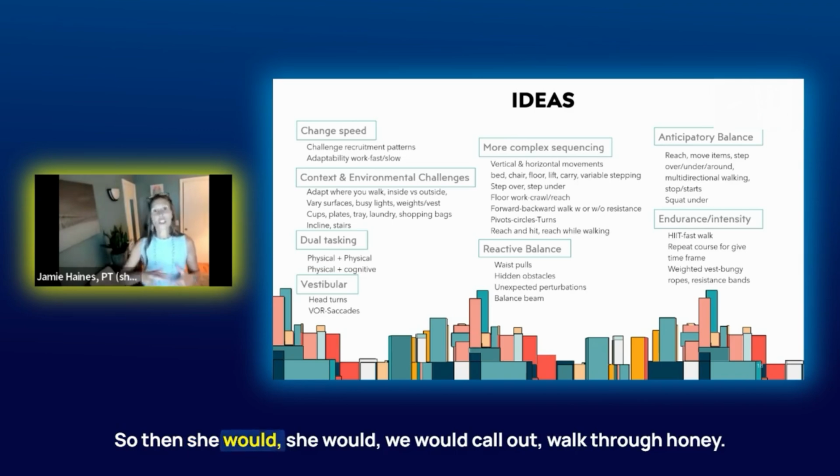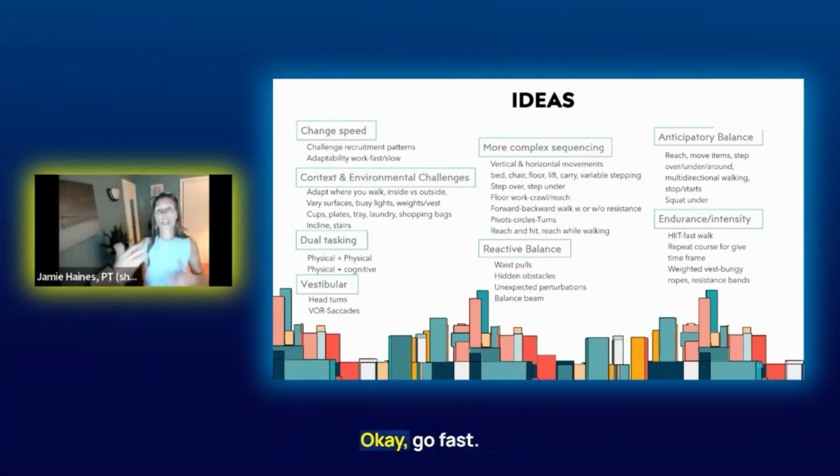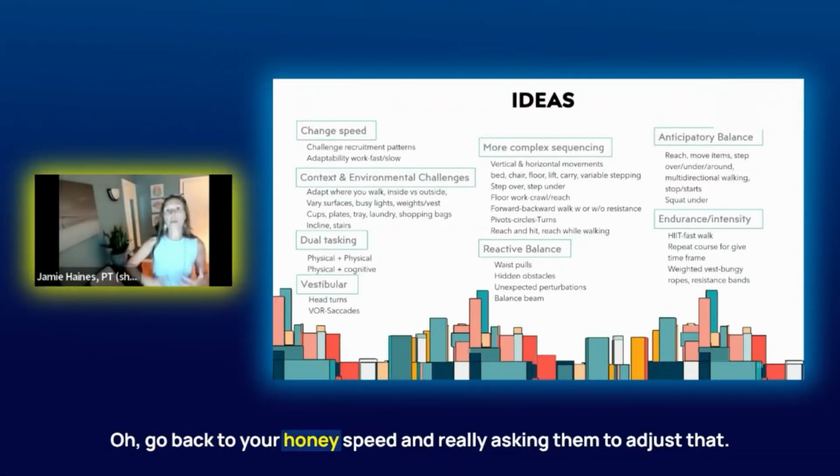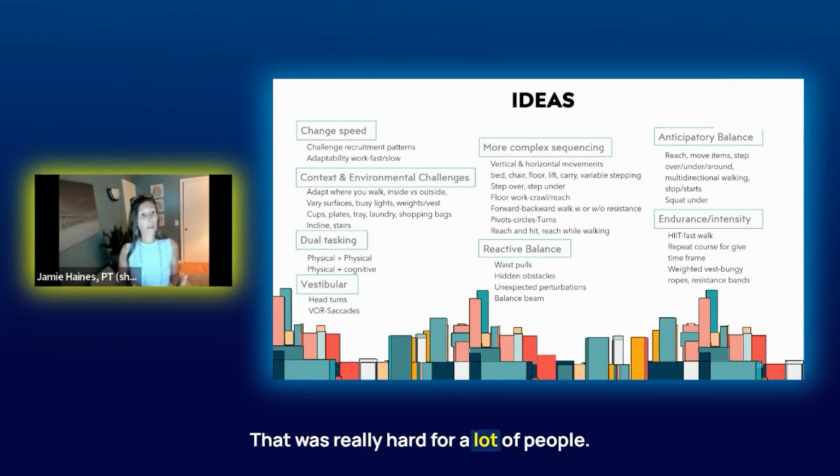So then we would call out, walk through honey. Okay, go normal. Okay, go fast. Oh, go back to your honey speed, and really asking them to adjust that. That was really hard for a lot of people.